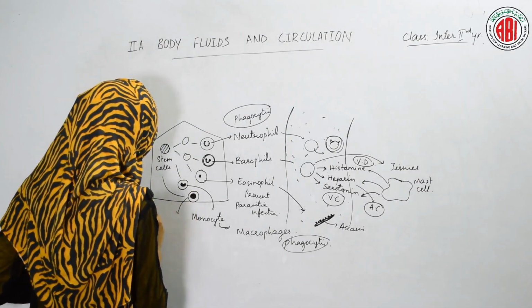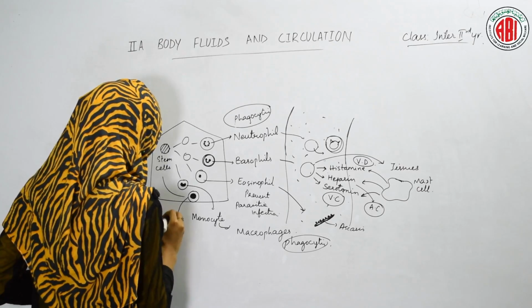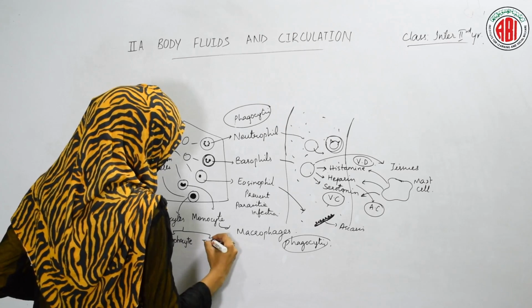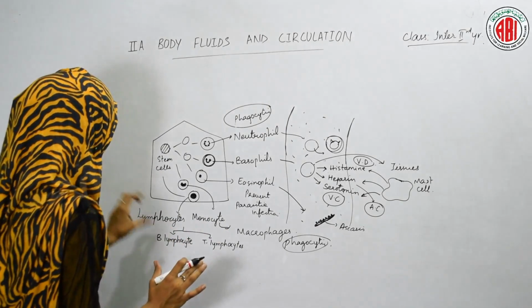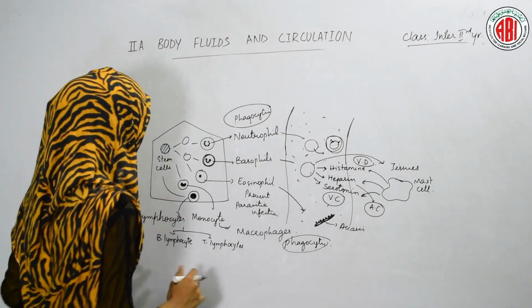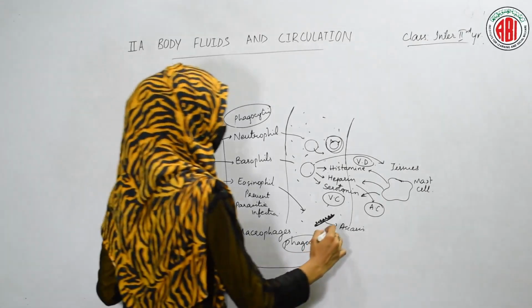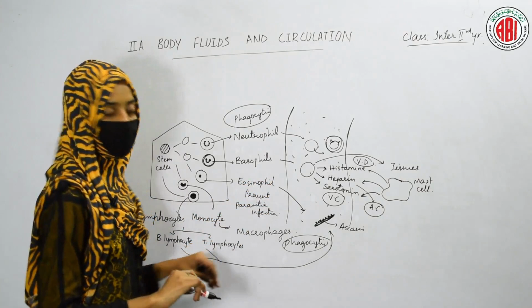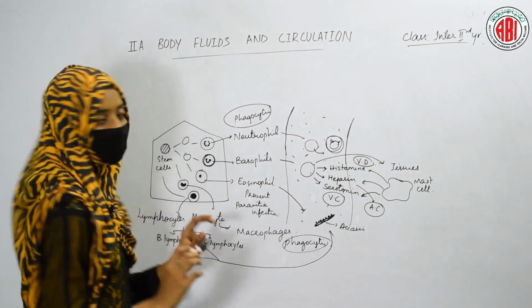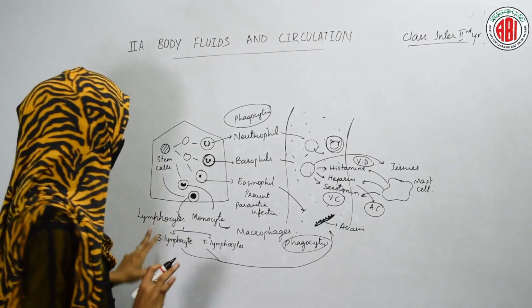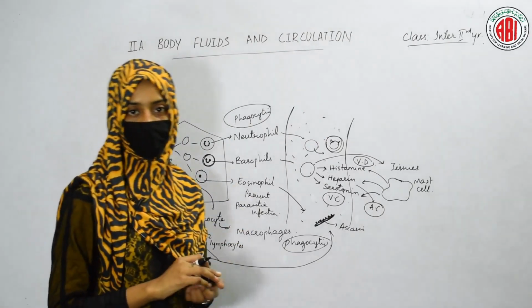The other one is lymphocyte. Lymphocytes are of two types: one is B lymphocyte and the other one is T lymphocyte. After the formation of B lymphocytes and T lymphocytes in the bone marrow, both of them are sent into the blood vessels. Once they reach the blood vessels, B lymphocytes get matured, but T lymphocytes are immature in the blood vessels.